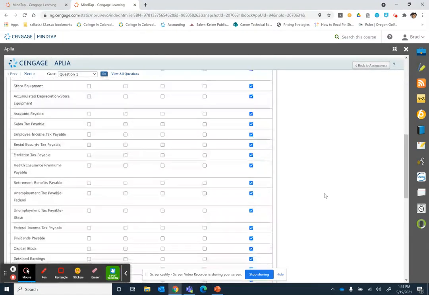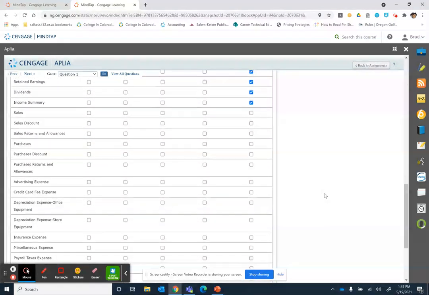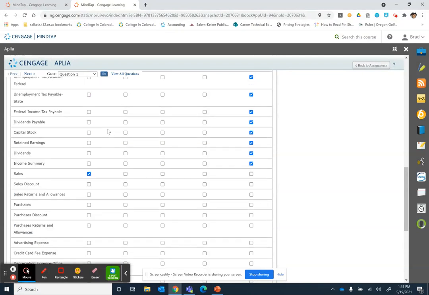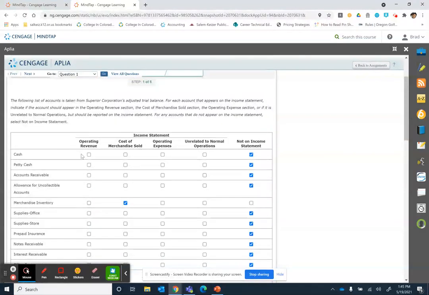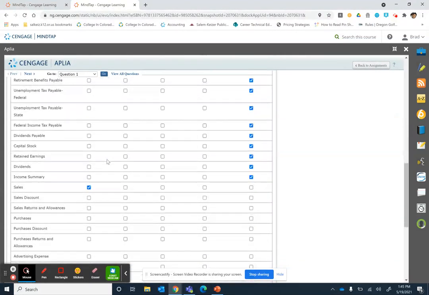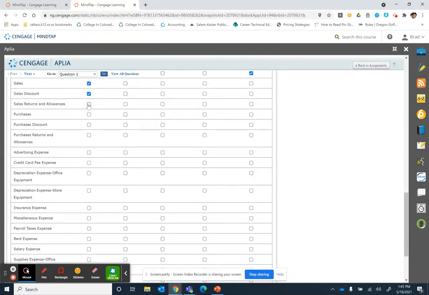Then we'll begin to make our way down the rest of the accounts, and we'll find ourselves at sales. Sales discount, and sales returns and allowances are all going to be recorded in that first column under operating revenue. Sales and revenue, as you know, are the same thing.